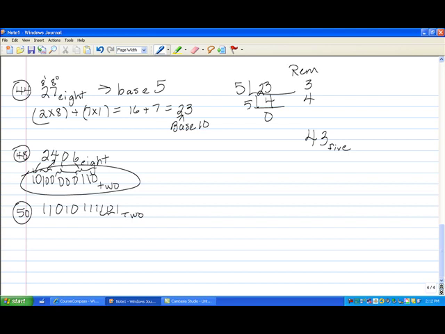We want to group these in groups of 3 and read them from that table we were just looking at. So down here at the end, 101, that's a 5. It's 1 times 2 squared plus 1. So that's a 5. The 111 would be a 7. The 010 is a 2. And the 11, assuming there would be a 0 in front, 011 is a 3. So that's base 8.